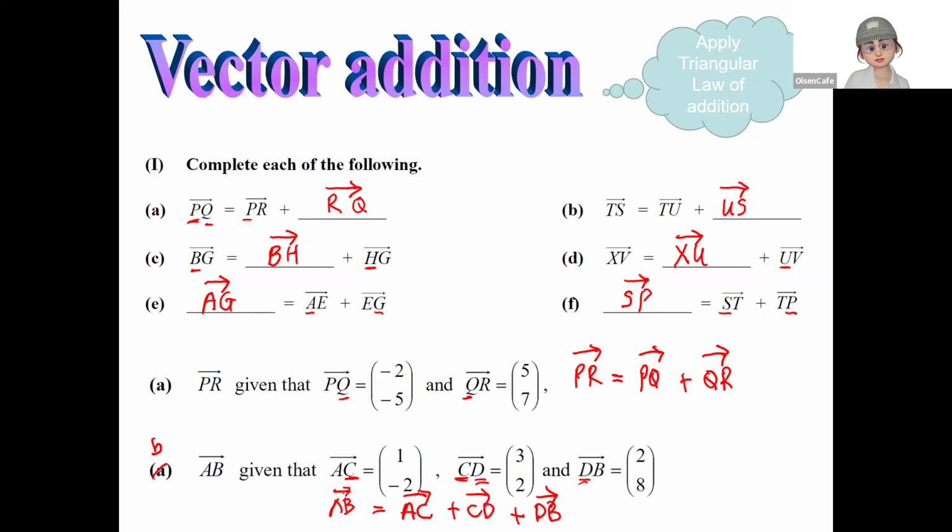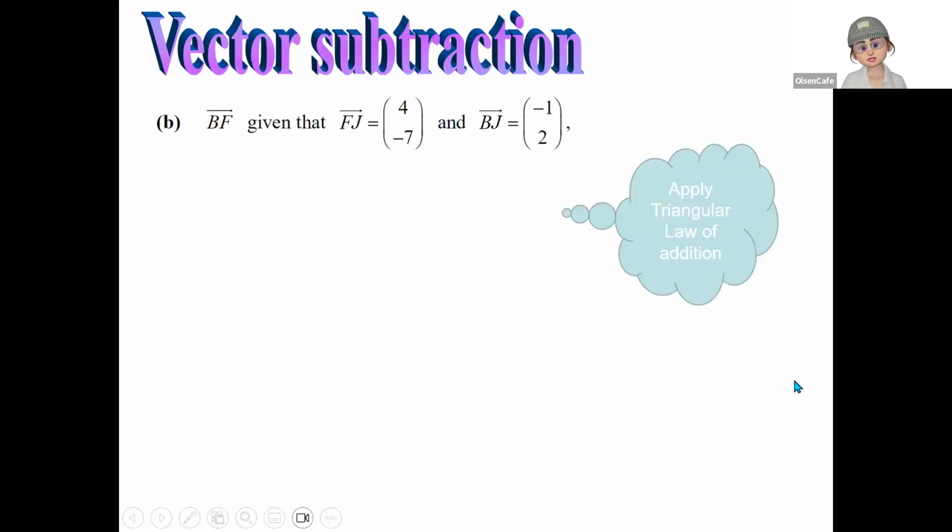Now, let's take a look at vector subtraction. To do subtraction, we can straight away apply the basic triangle law of addition. If I want to find BF, what I have is FJ and BJ. What is important is to form the first vector addition using the triangle law. If I want to find BF, BF is the same as BJ plus JF. This is the first step, the most important one.